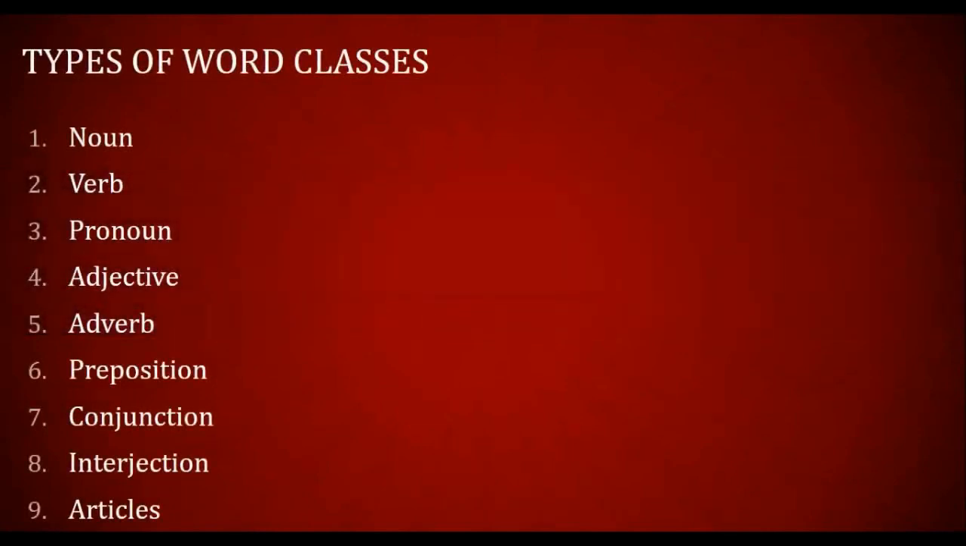Can you just stop and think how many word classes, or parts of speech as you know them, there are? Can you just recall some of them that you have already studied by now? Okay. If you are able to guess most of them, then let's see the number of word classes that we have. We have 9 word classes: noun, verb, pronoun, adjective, adverb, preposition, conjunction, interjection, and articles.